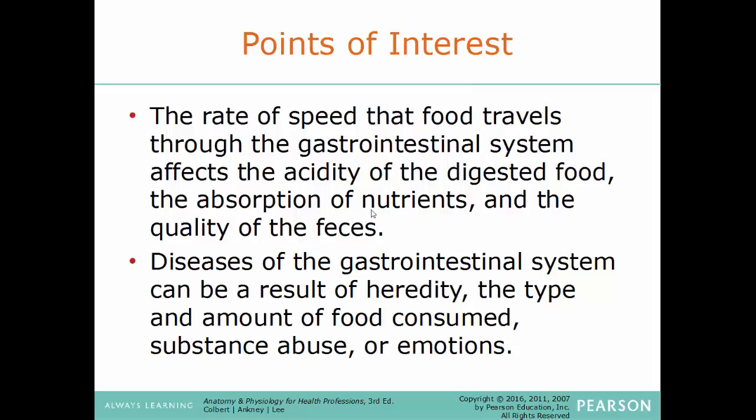Alright, that brings us to the end on this chapter on the gastrointestinal system. And we will continue our video series with our next chapter on the urinary system.